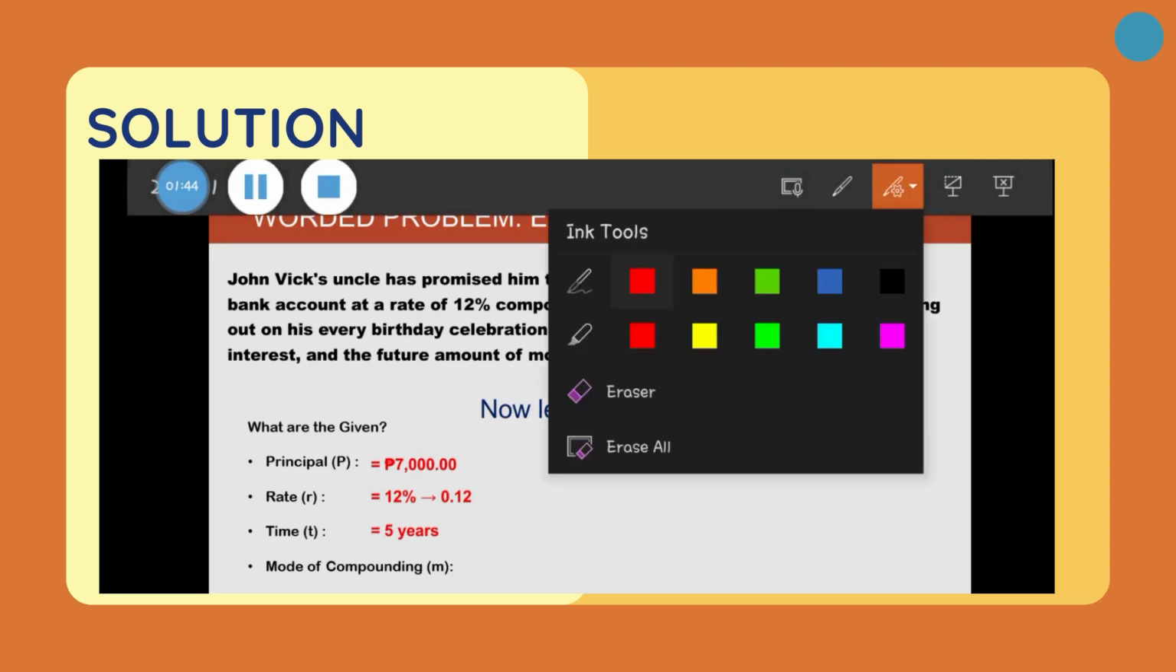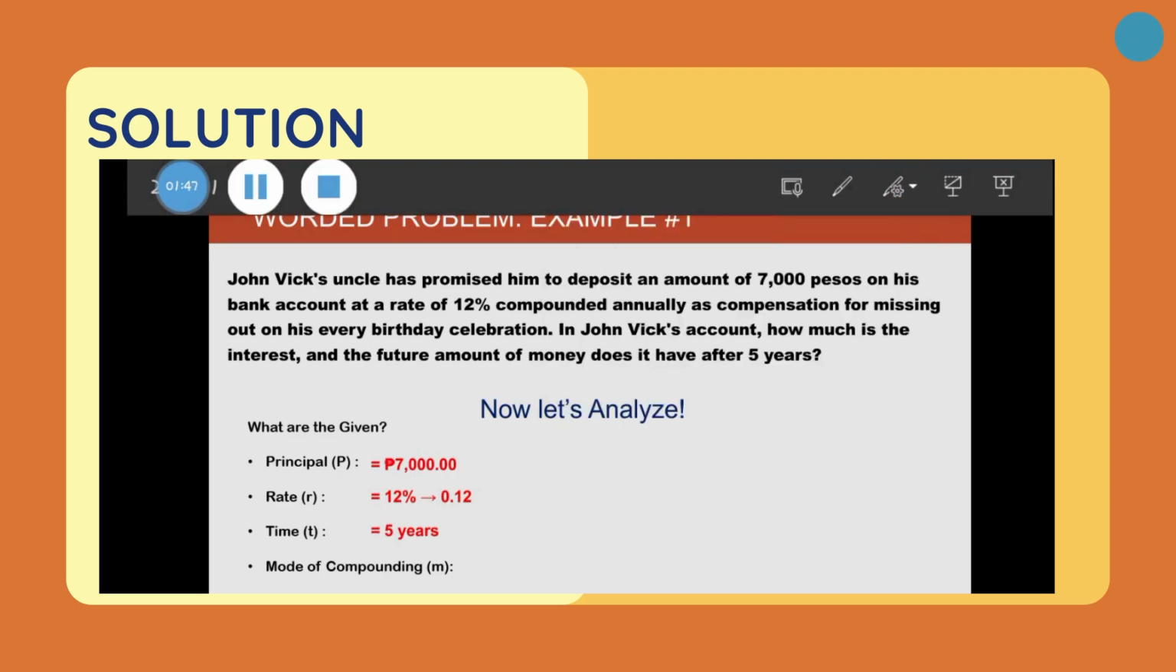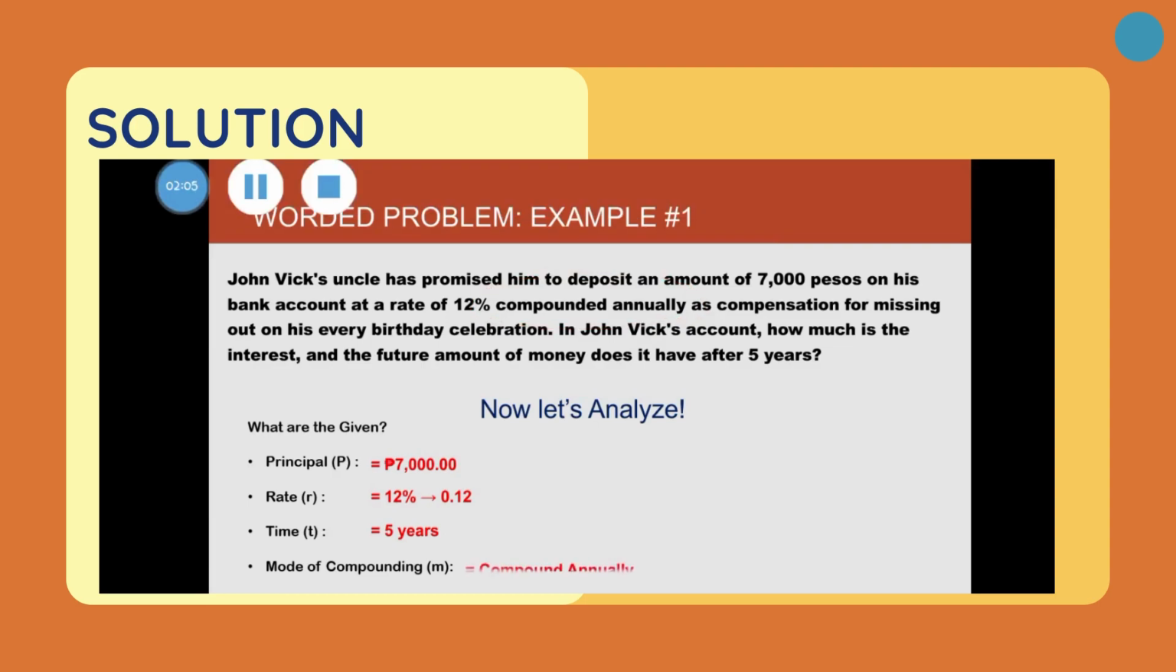Now, in compound interest, there is what we call the mode of compounding. As we noticed here, after the 12%, we can see compounded annually. Therefore, our mode of compounding is compounded annually.